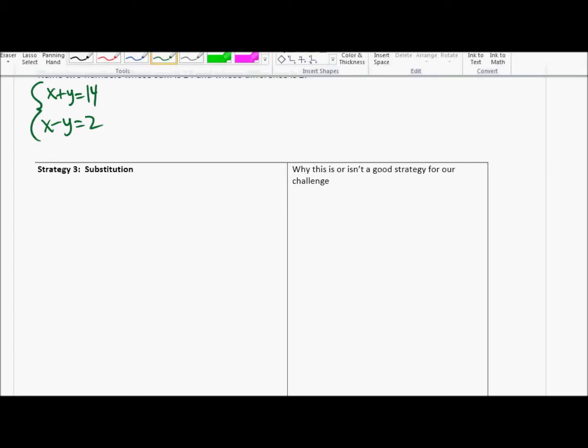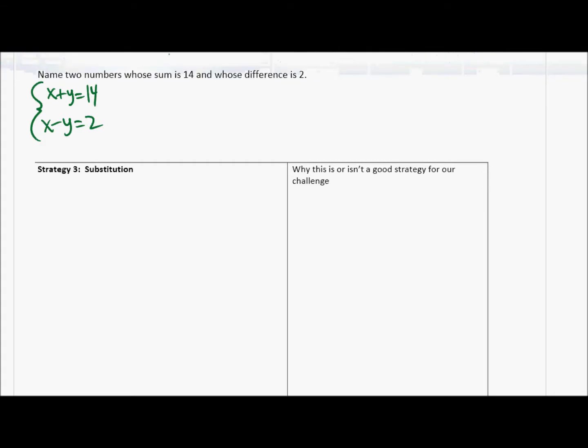Well, this is what we do in order to use the substitution method. First off, we need something that we are able to substitute. And in order to do that, what we want to do is isolate one of the variables in one of the equations. It doesn't matter which variable you isolate, and it doesn't matter which equation you use to isolate it. You need to get one variable by itself in one of the equations.